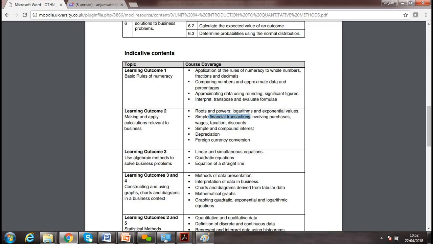A transaction is an activity, normally involving a purchase. When we purchase something, we are doing financial transactions. And by financial, what is meant by financial? Anything related to money. Yes, it's related to money, we call financials.